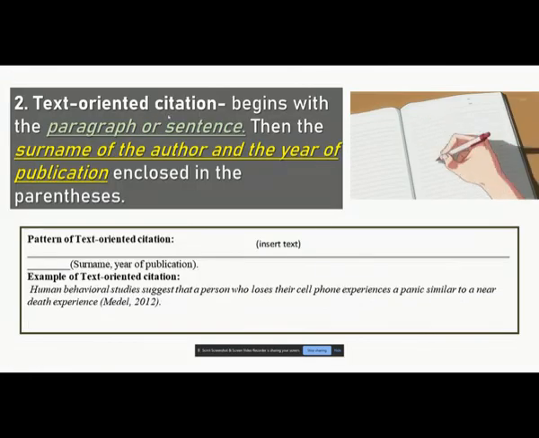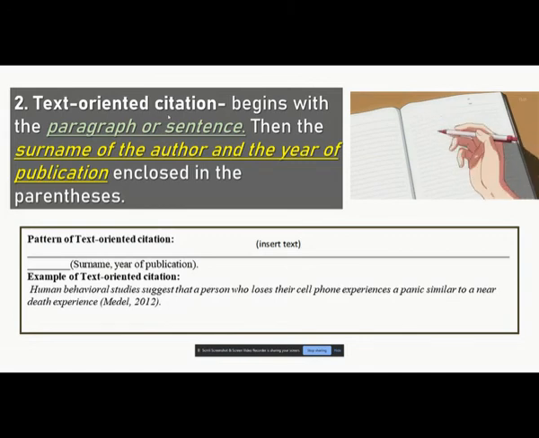Now we also have text-oriented citation. It begins in the paragraph or sentence. And then the surname of the author and the year of publication is enclosed in the parentheses. This is commonly seen in the in-text citations, no? Or the citations when we get the paraphrased content of the author.